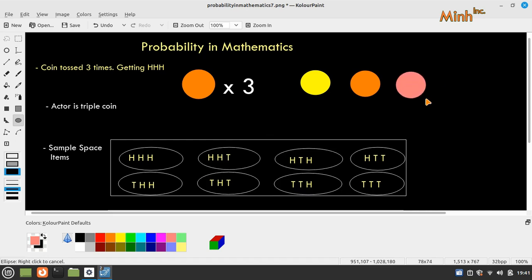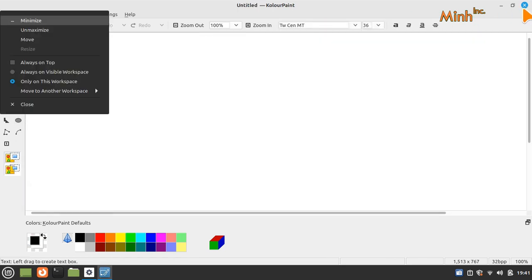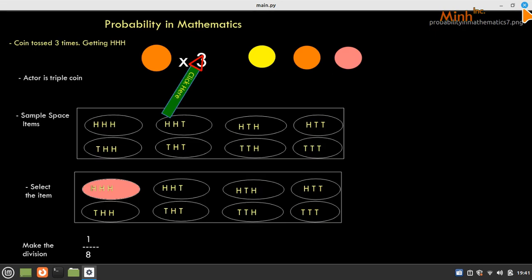It is as good as saying like this. There are 3 coins. Okay, and who is the actor? Actor is a triple coin, means 3 coins. That is the actor. Okay, now we create the sample space of items. So we have 8 items.